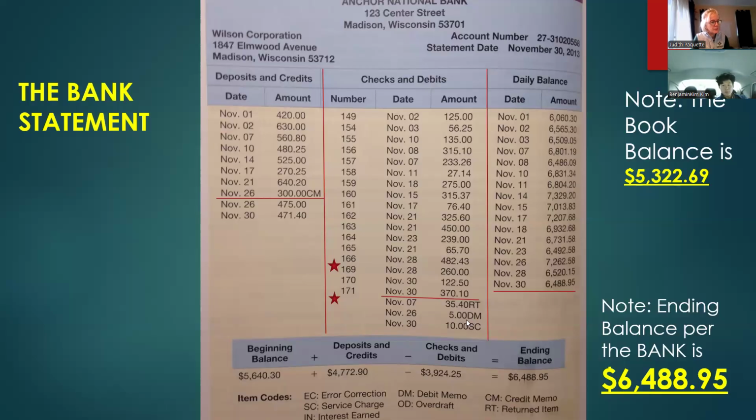DM, we're going to have to read the detail, but it was a deduction. SC is service charge, $10. So all of those reduced the bank balance. Okay. Over here in deposits, we have the regular deposits, and then we have a special item, CM. And CM increases the bank balance. Okay. And so as we start the bank reconciliation, they give us the book balance.